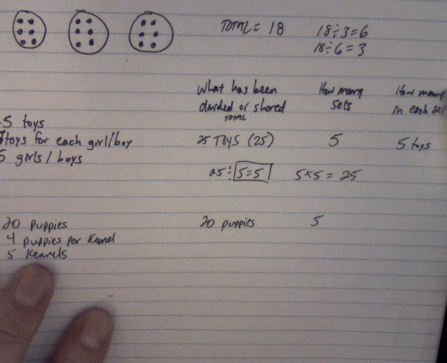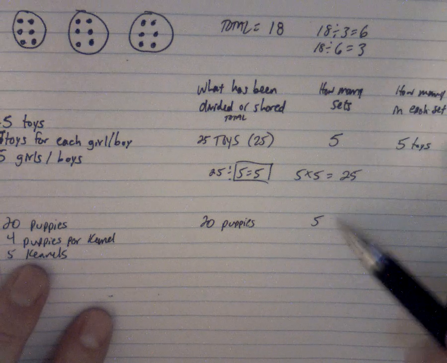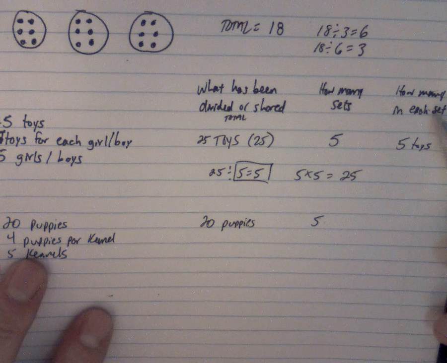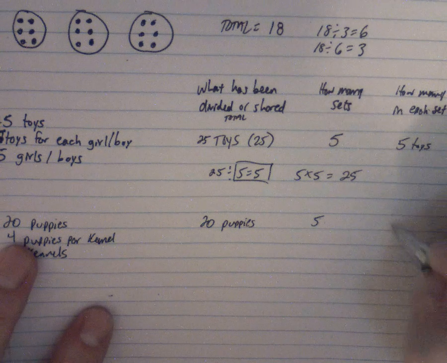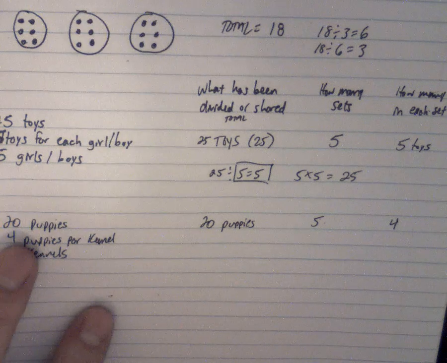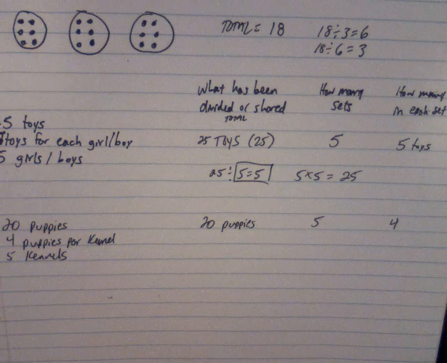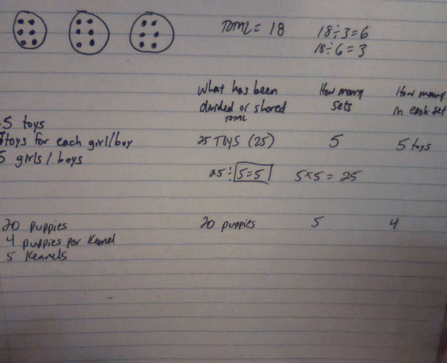And then how many are in each set? We have 5 kennels. How many are in each kennel? Well, we have 4 in each kennel. Remember, the sets are what we're sharing.